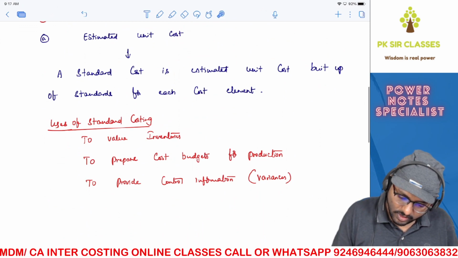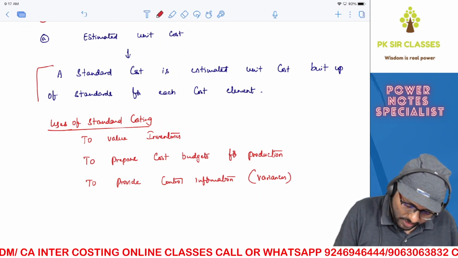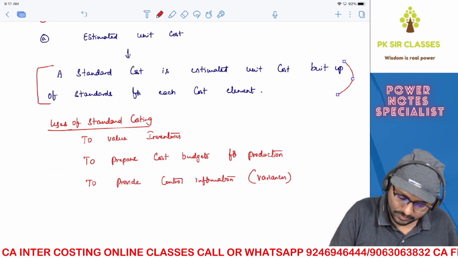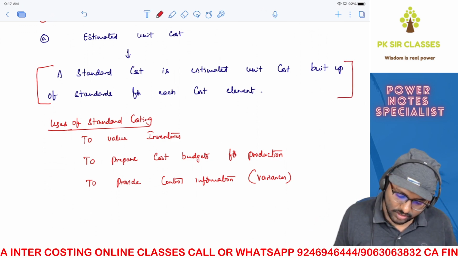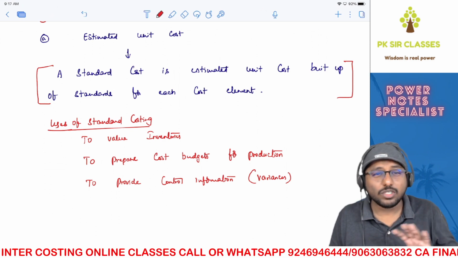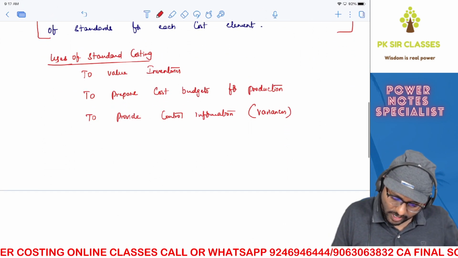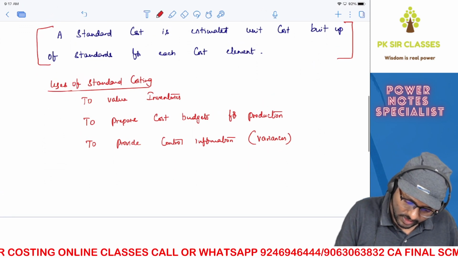Anyways, now look at the definition over here. I already gave you the definition of standard cost over here. So that is, a standard cost is estimated unit cost built up of standards for each cost element. So what do you mean by that, sir? We'll try to have an example for this.